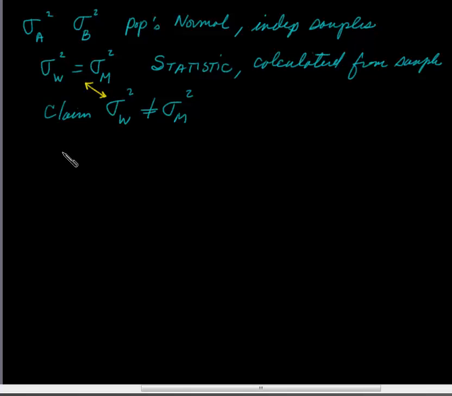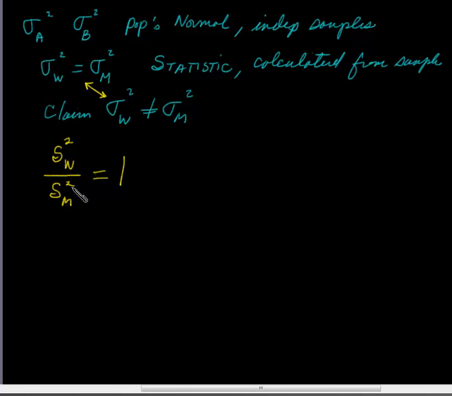These two exhaust all possibilities, so there's a pair of hypotheses. Well, what about a statistic? The statistic that comes to mind would be S squared W, the sample variance that I would compute from my sample of women, and S squared M, the variance from the males. If in fact the two sigmas are equal, then I would think that this ratio should be approximately equal to 1. That would indicate the sigmas are equal.